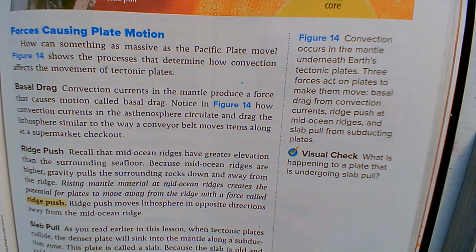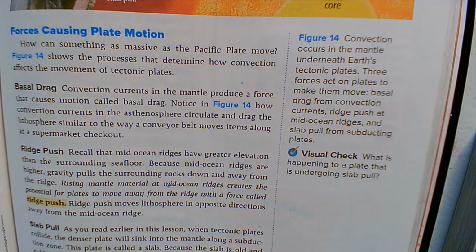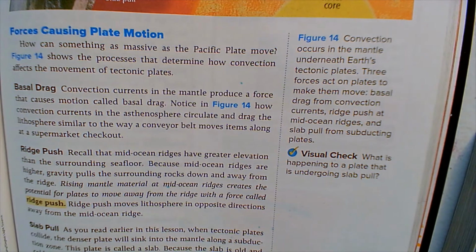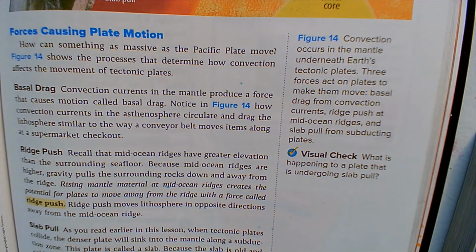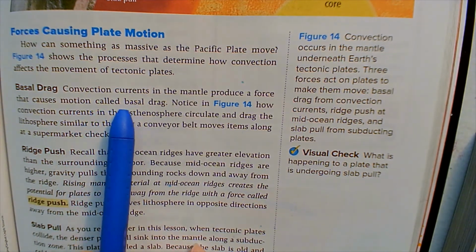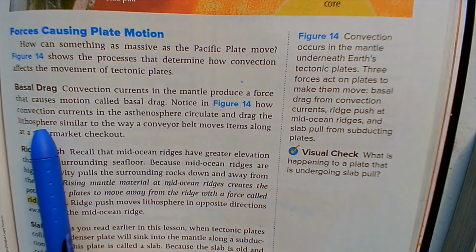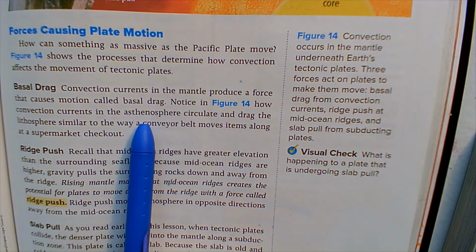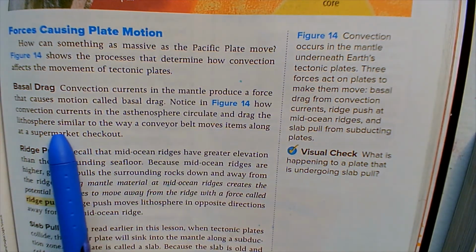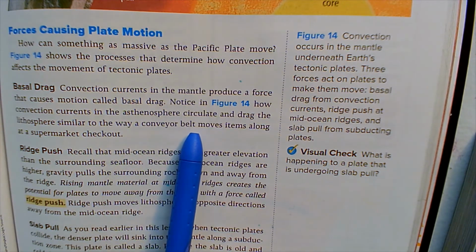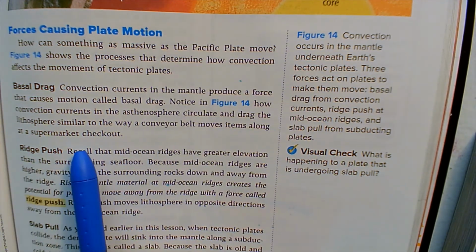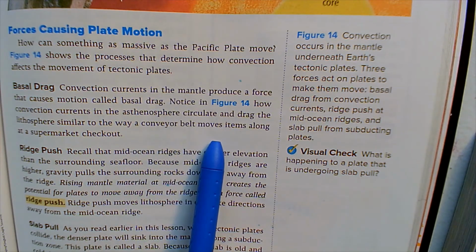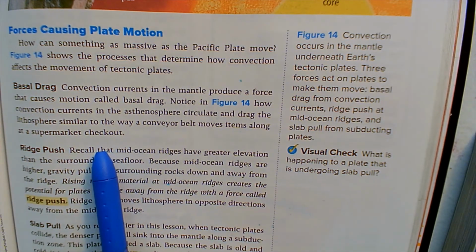Forces causing plate motion. How can something as massive as the Pacific Plate move? Well, figure 14 shows the processes that determine how convection affects the movement of tectonic plates. Basal drag. Convection currents in the mantle produce a force that causes motion, called basal drag. Notice in figure 14 how convection currents in the asthenosphere circulate and drag the lithosphere, similar to the way a conveyor belt moves items along at a supermarket checkout.